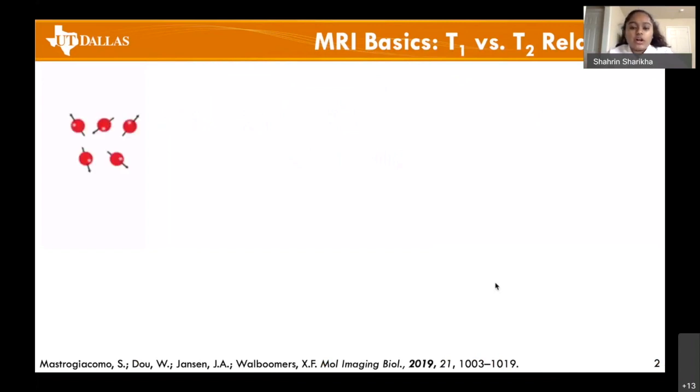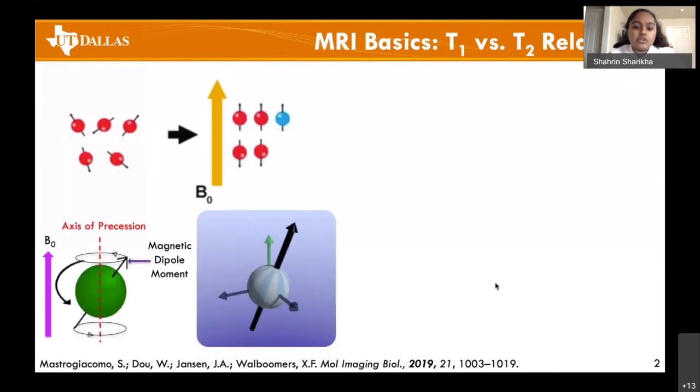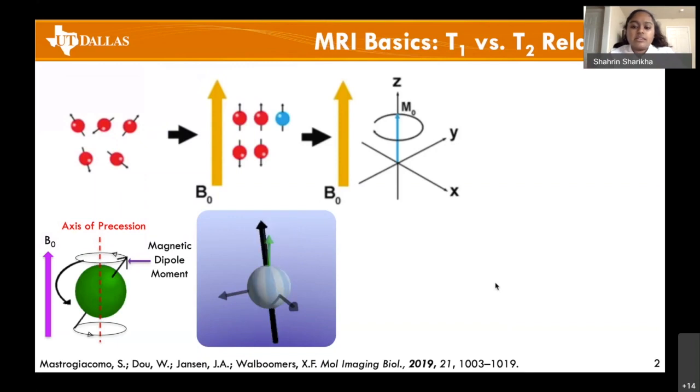So as we all know, there are a lot of water molecules in our body and they all have hydrogen protons that are spinning about their axis in a random fashion in our body. And with MRI, a static magnetic field is applied, which causes the axis of precession of those protons to either align parallel or anti-parallel with the magnetic field. And essentially what happens is that the total net magnetization ends up aligning itself parallel with the magnetic field.